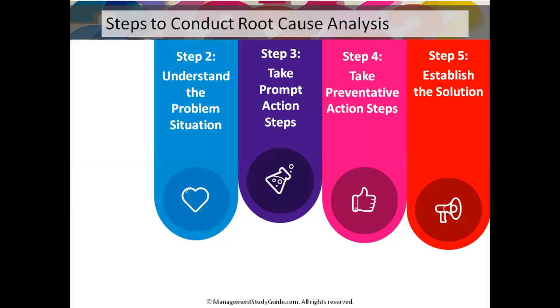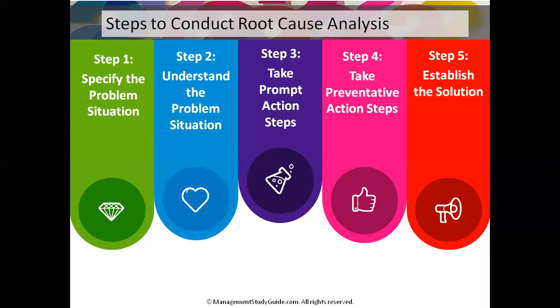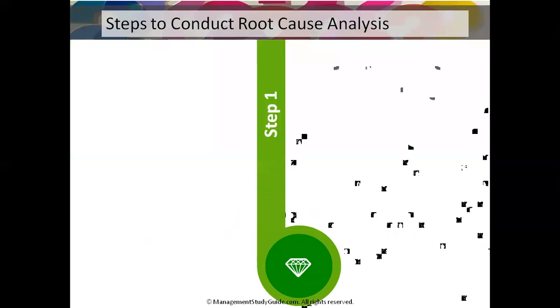Problem solving and root cause analysis. Root cause analysis is also known as RCA. It is a method that is used to deal with a problem, error, or failure by finding the root cause or reason for the origin of the problem. The solution to the problem is then found by correcting or removing this root cause, and hence preventing the problem from repeating. What are the steps? We have: specify the problem situation, understand the problem situation, take prompt action steps, take preventive action steps, and then establish the solution.